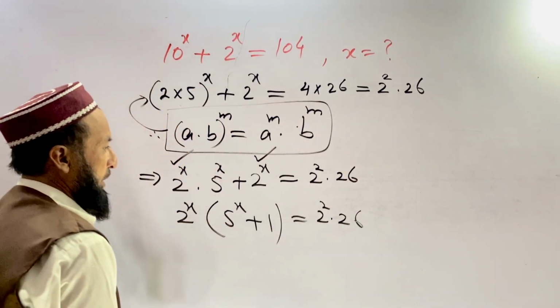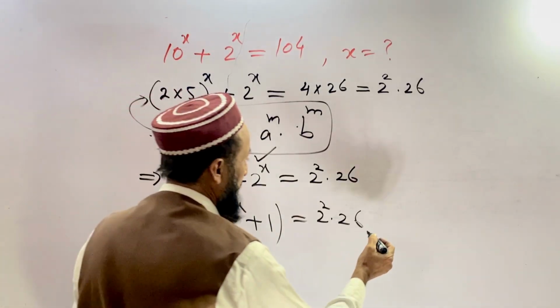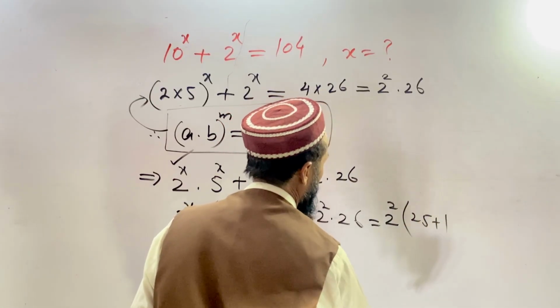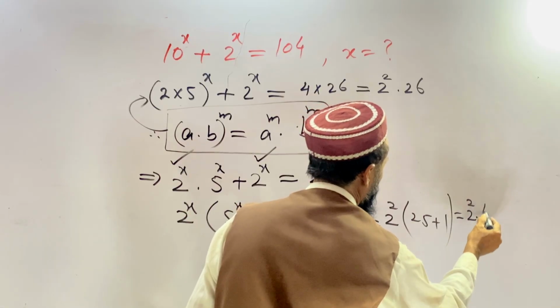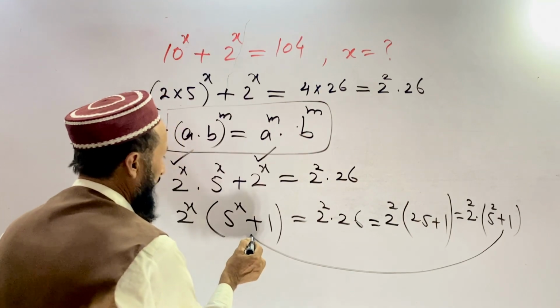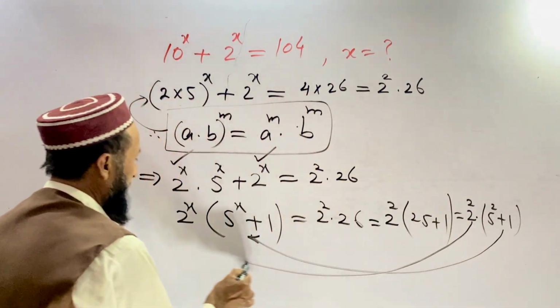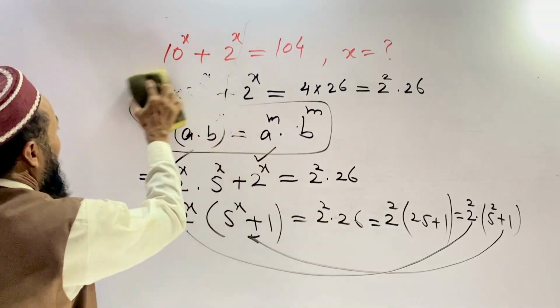Now we try to make 26 in this form, so we can write 26 as 25 plus 1, which is 5 square plus 1. We change it into this form, and we compare the bases of 2. So now we will get the answer.